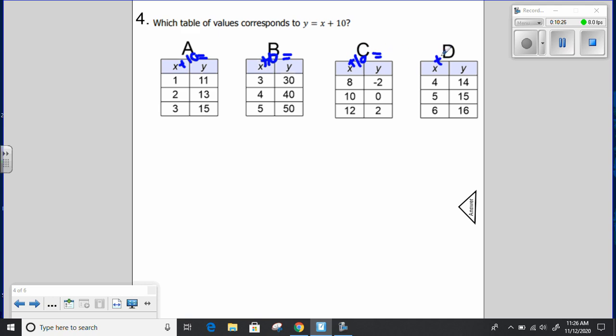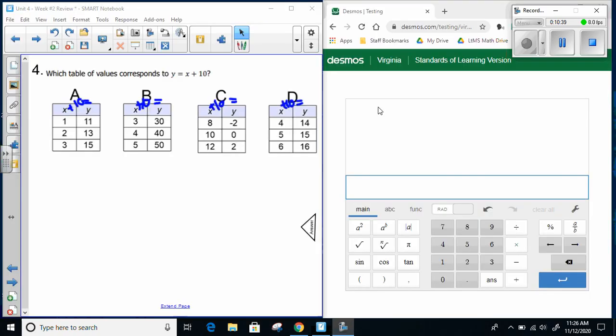So to figure out which one works, we're going to have to test each row in the table because they will love to give us choices that work sometimes, but not every time. And I can use my Desmos calculator if I need to, so I'm going to go ahead. So my first table here, our x value is 1, and if I do 1 plus 10, I should get 11. So the first row here in table A is correct.